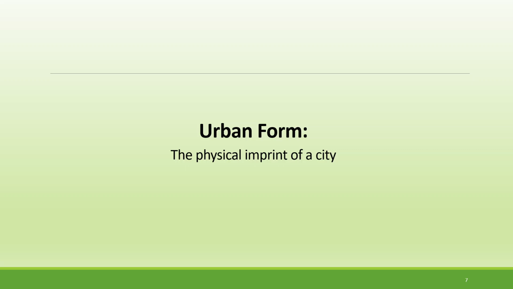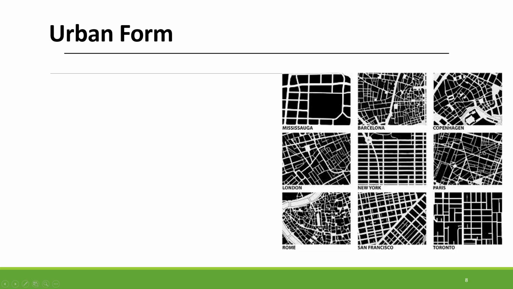So in this section, we'll be talking about urban form, which can be defined as the spatial imprint of a city. So what do I mean by the physical imprint of a city? Let me give you some examples. So in this picture or figure, you can see that different cities have different patterns.